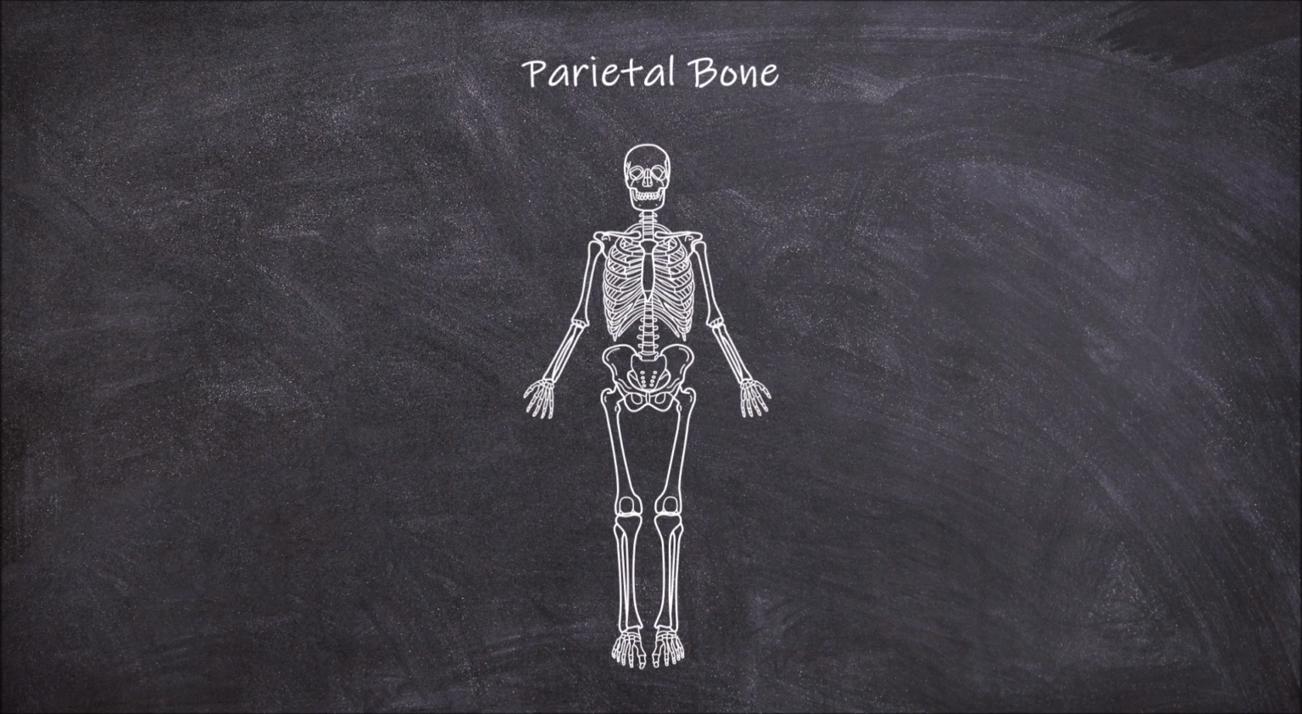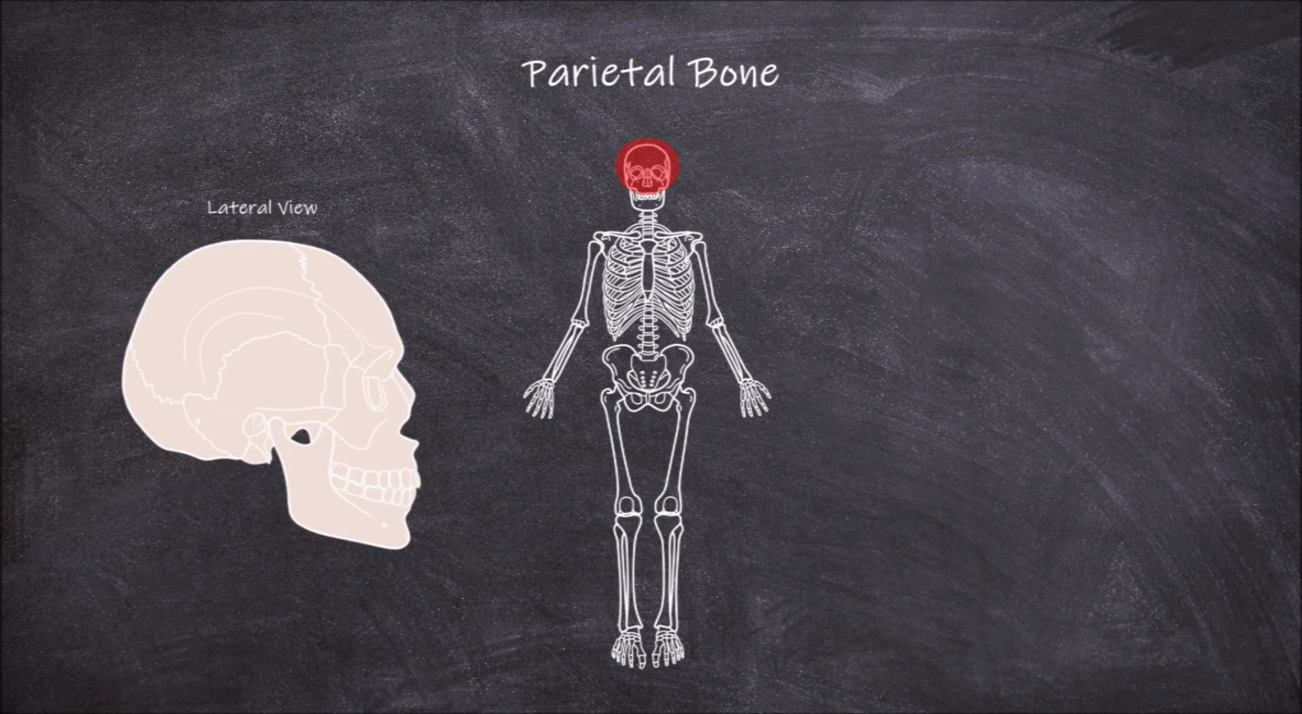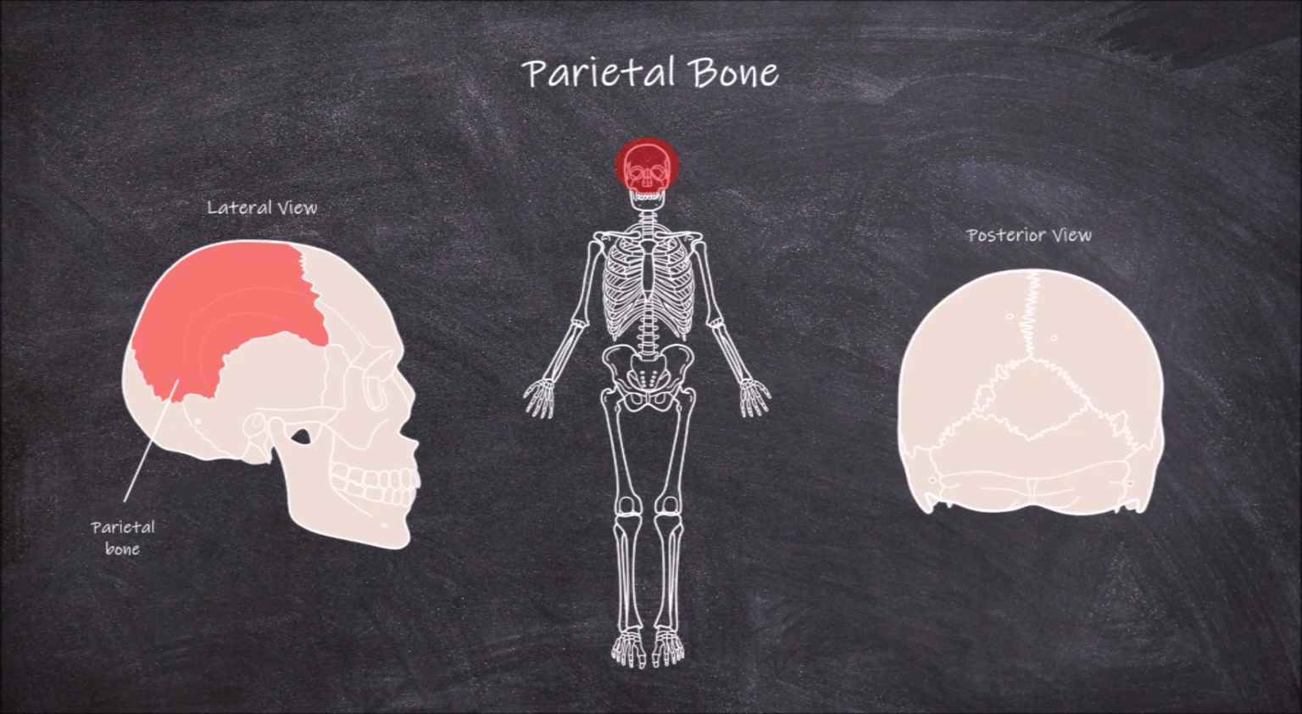The parietal bones are located on each side of the head, extending up and over the top of the skull where they meet each other at the midline. If we take a look at the lateral view of the skull, you can see highlighted in red the right parietal bone located on the side of the skull. If we also look at the posterior view of the skull, you can see highlighted in red the two parietal bones that meet at the midline of the skull.